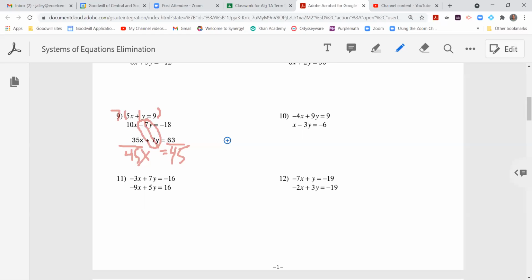Negative 4x and positive 3x leaves me with negative x. Negative 18 and 9 is negative 9. Now, how do I get rid of that negative x? I have to change the sign. I can't leave it as negative x. So you would divide by negative 1. Negative 1 is your sign changer. Anytime you need to change the sign, you multiply or divide by negative 1.